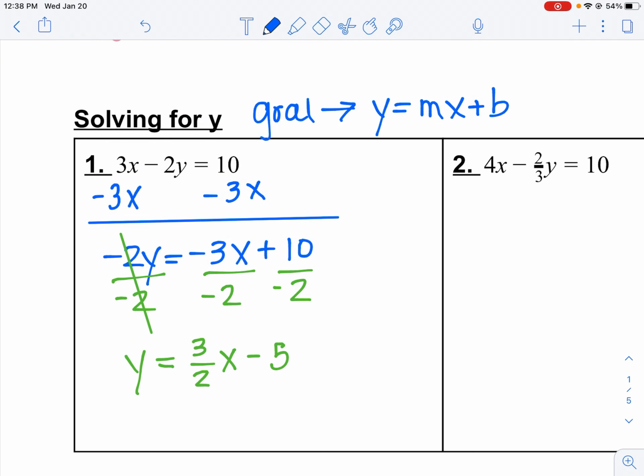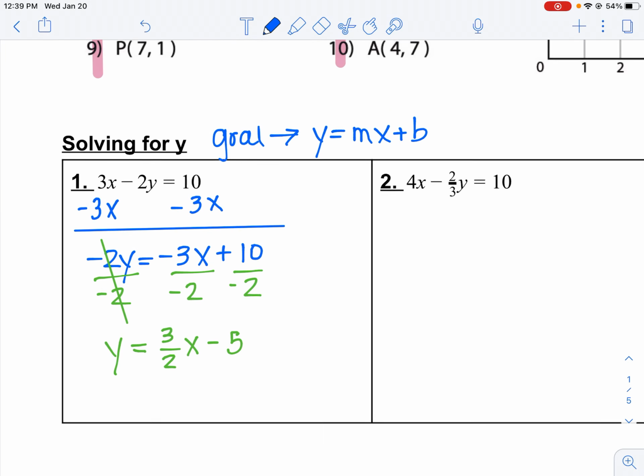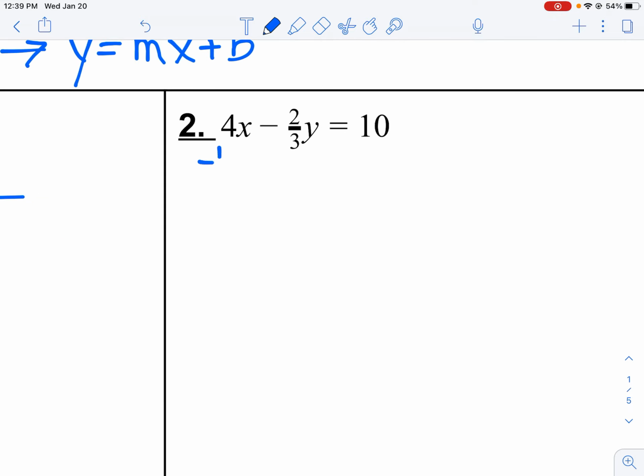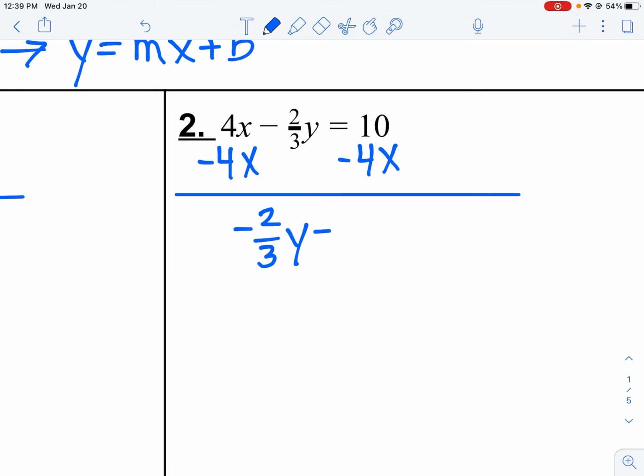Moving over to example 2. Start with that x term first. So we're going to subtract 4 from both sides. Bring down your -2/3 y. Put the right side in the correct order with the x term first. Don't forget about your negatives and positives. And then we have a fraction.